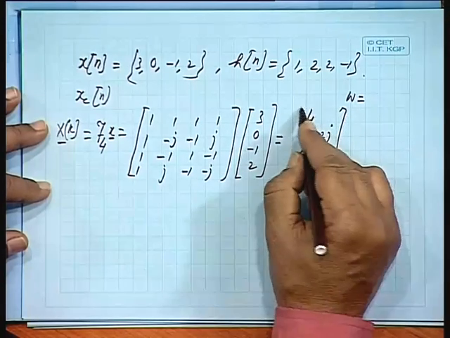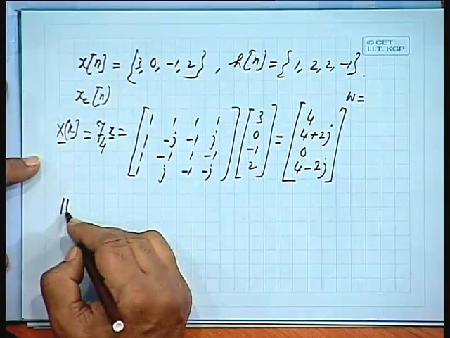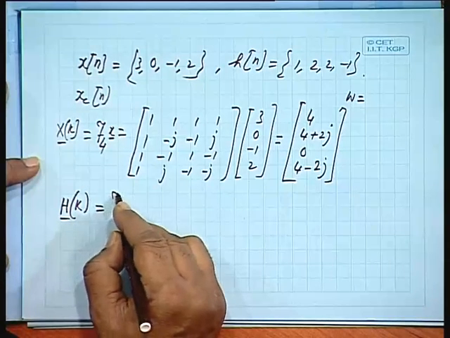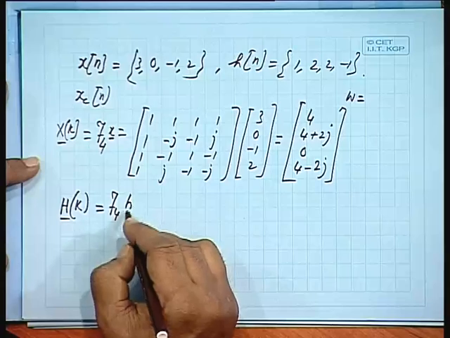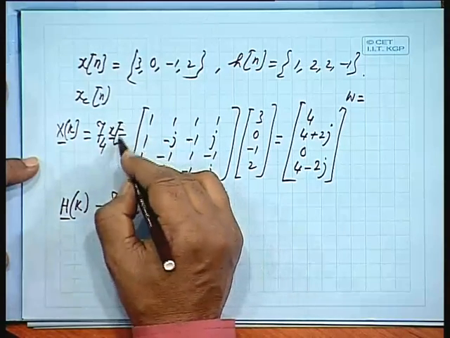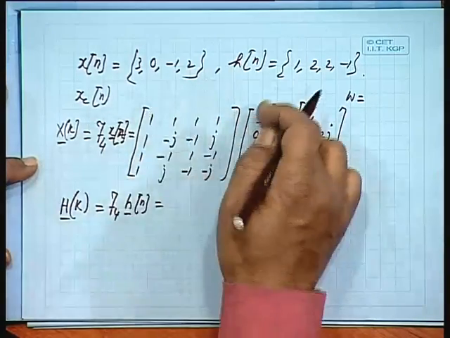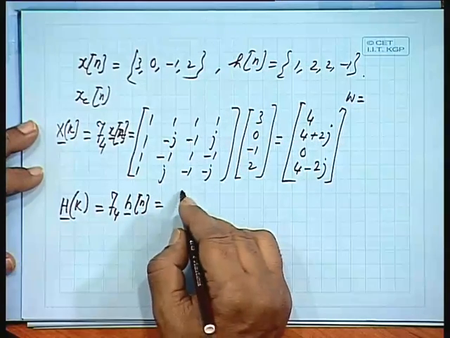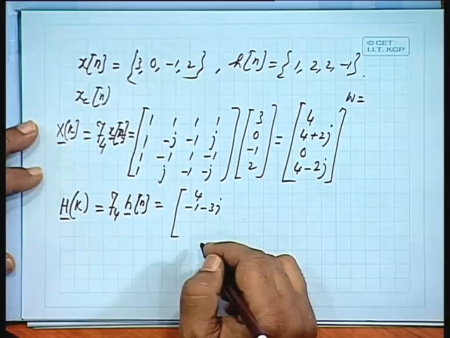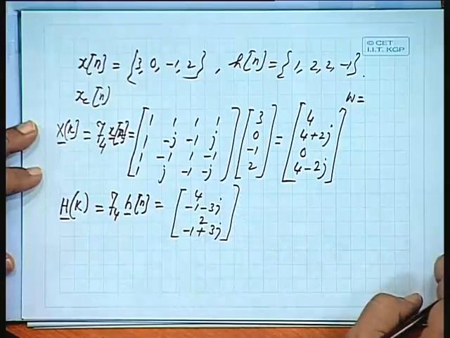I am just writing the final value. Okay. Similarly, H 0, H 1, H 2, H 3 can be written as F 4 into vector h. Okay. Here I should have written n. Okay. And that gives me, that is this multiplied by h 1, 2, 2, 1, that gives me 6, minus 1 minus 3 j, 0, minus 1 plus 3 j.